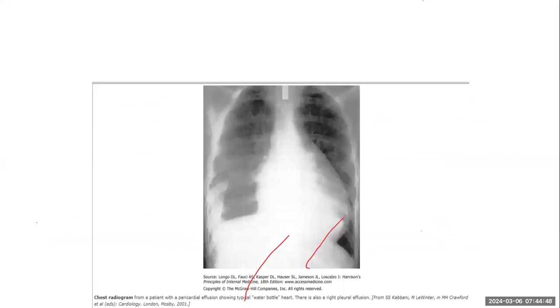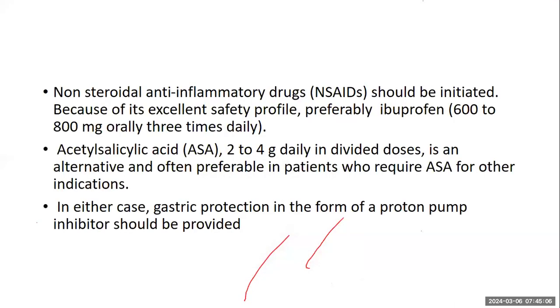please. Yes, this is the picture I was talking about. We can see that this is a globular heart on X-ray. So when we see this in a patient with fever, cough, or dyspnea, and or features of pericarditis, that may be a sign that this patient has pericardial effusion. This is a classical thing that we see in patients with pericardial effusion. Next slide, please.